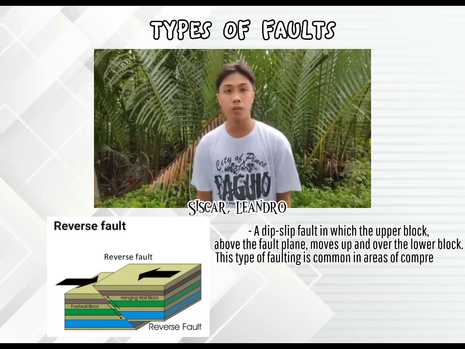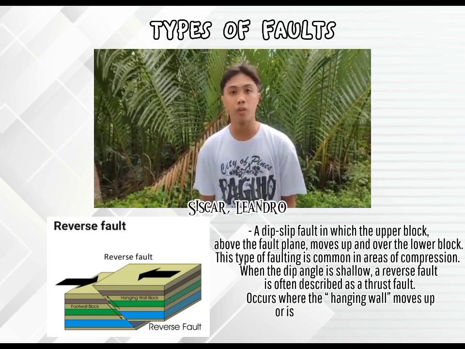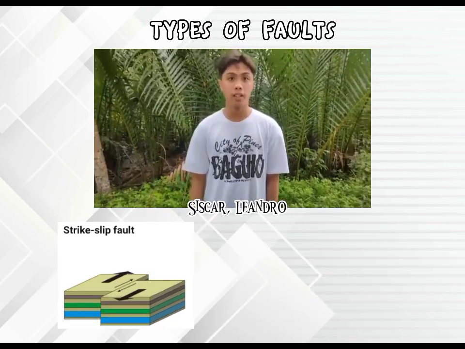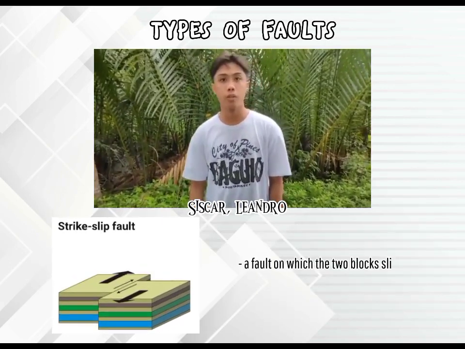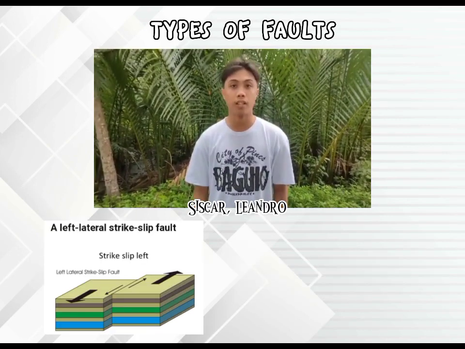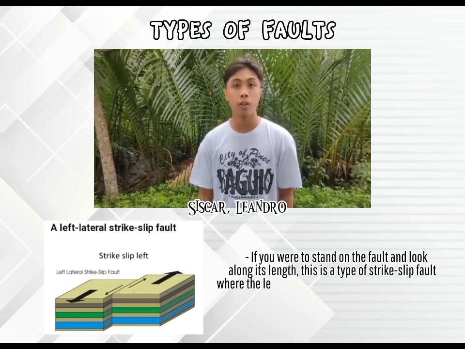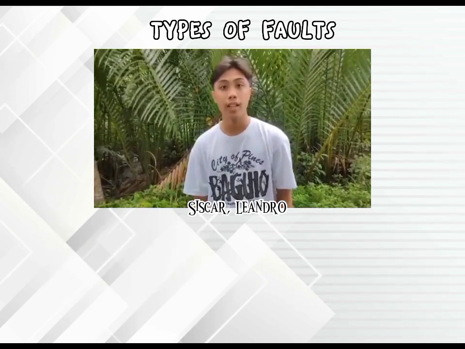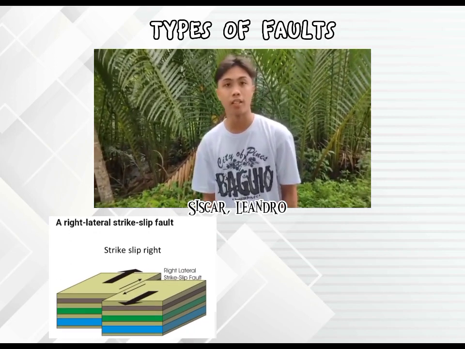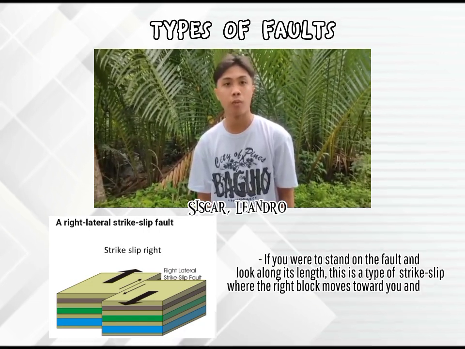It is a dip-slip fault in which the upper block above the fault plane moves up and over the lower block. Third is the strike-slip fault, a fault on which two blocks slide past one another. The fourth one is the left lateral strike-slip fault, on which the displacement of the far block is to the left when viewed from either side. And the last one is the right lateral strike-slip fault, on which the displacement of the far block is to the right when viewed from either side.